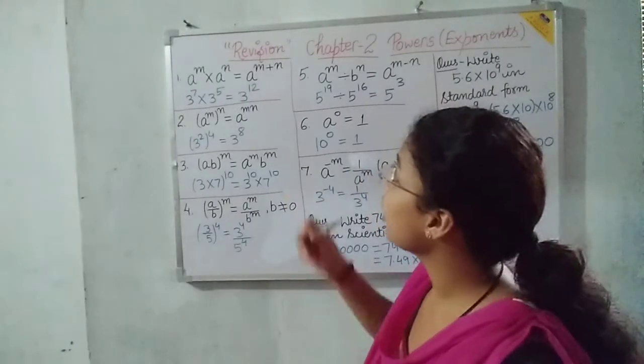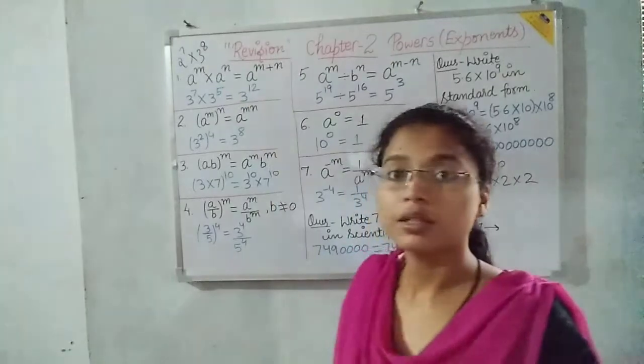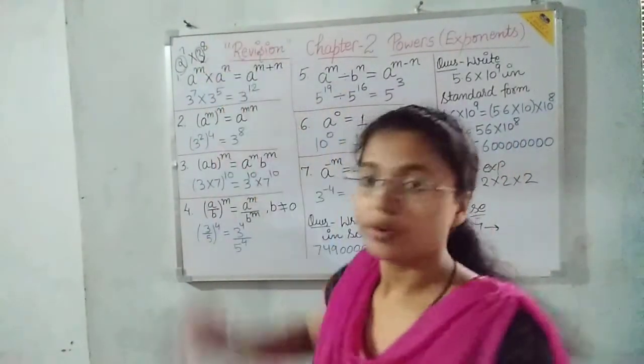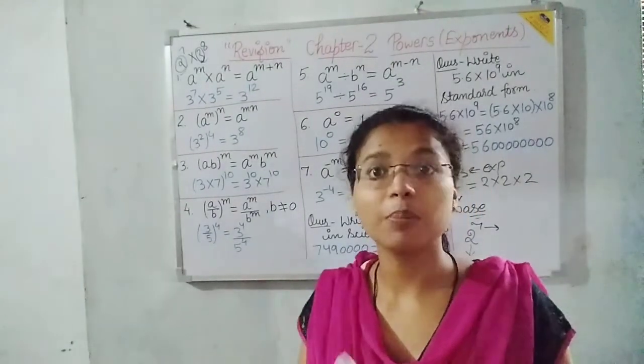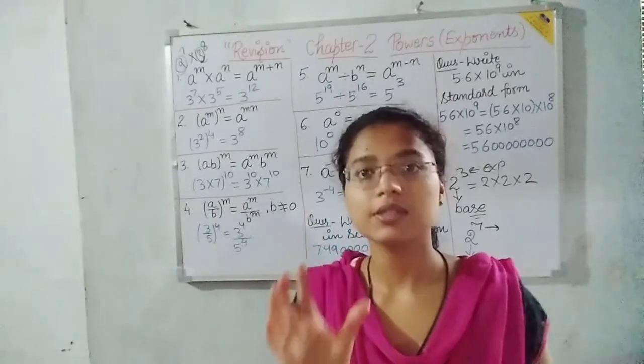Suppose it is given like this, 2 to the power 7 into 3 to the power 8. They can't be added because their bases are not the same. Remember this: for adding the powers, the base should be the same.